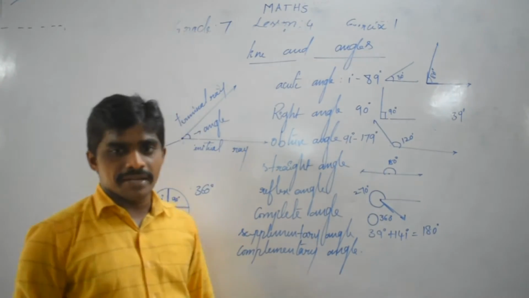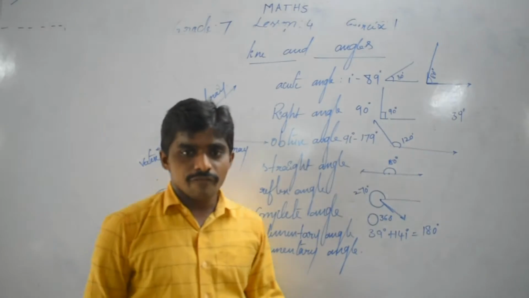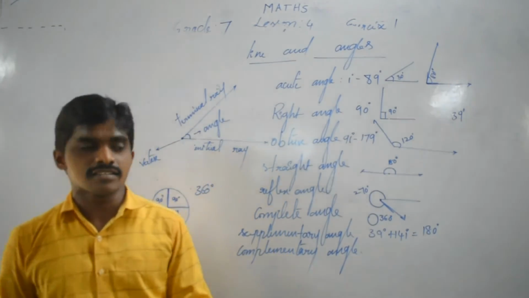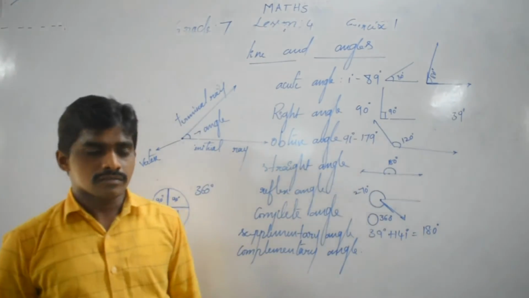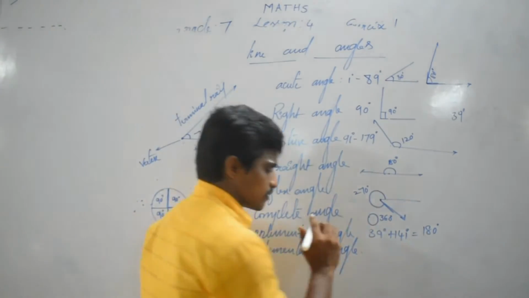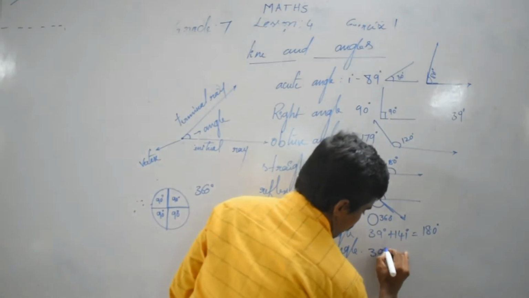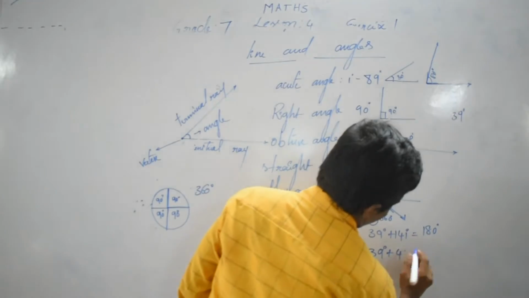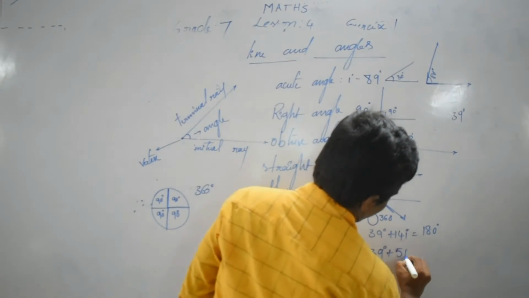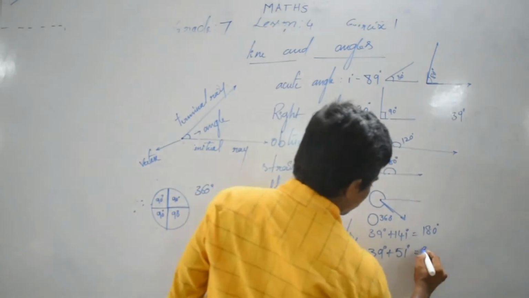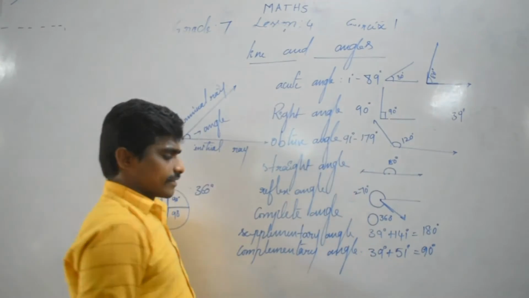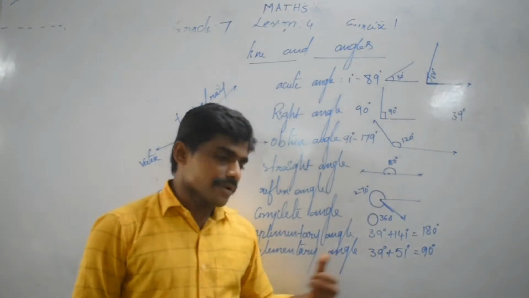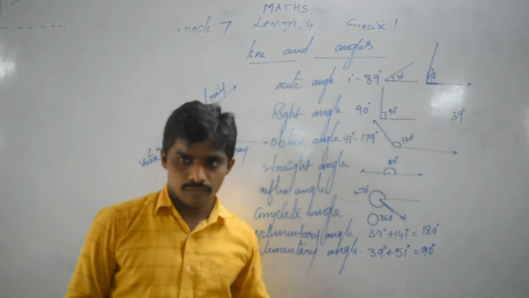Next one, complementary angles. The sum of any two angles equal to 90 degrees, we call complementary angles. So 39 here, 51. How much? 90. So here 39 and 51, these angles we call complementary angles. Now clear?